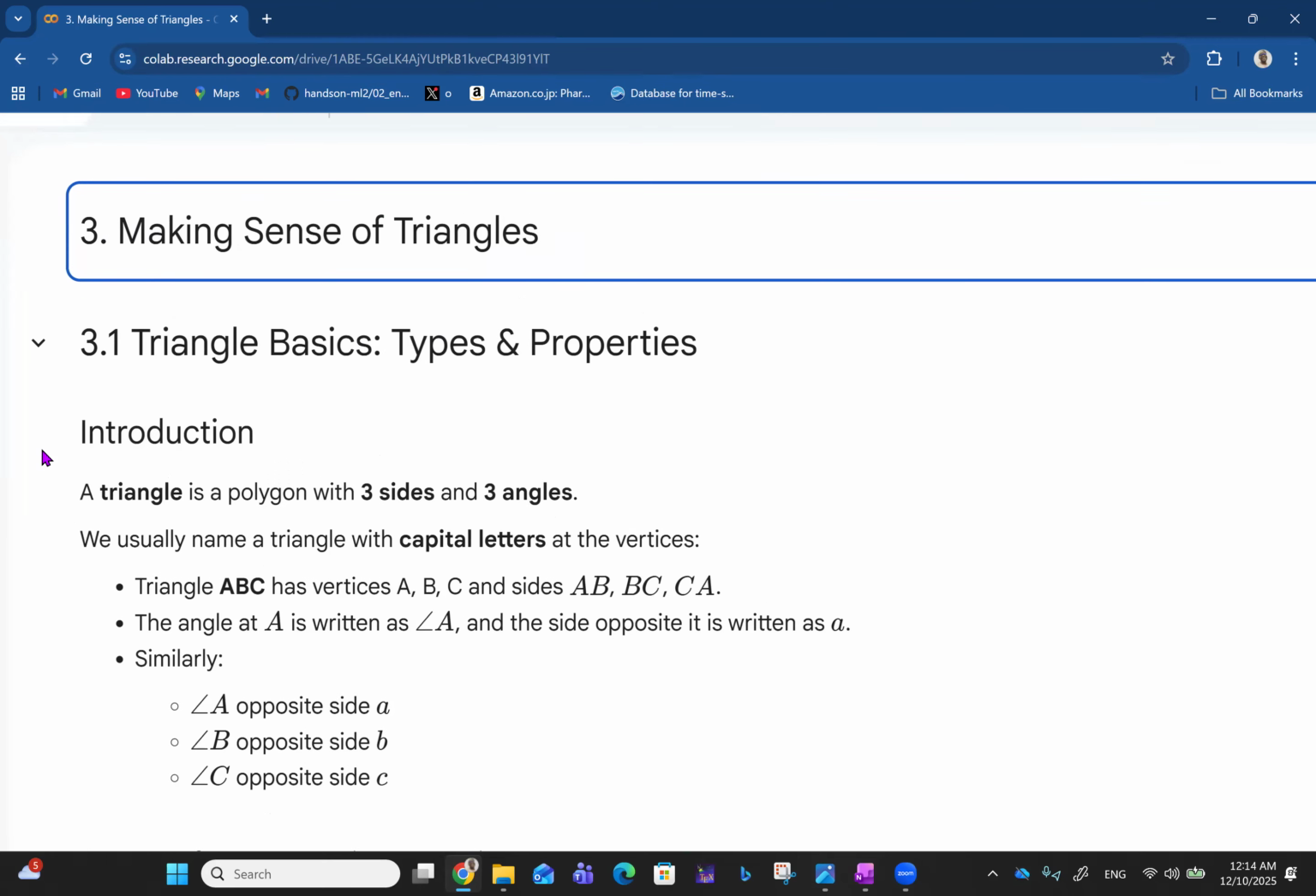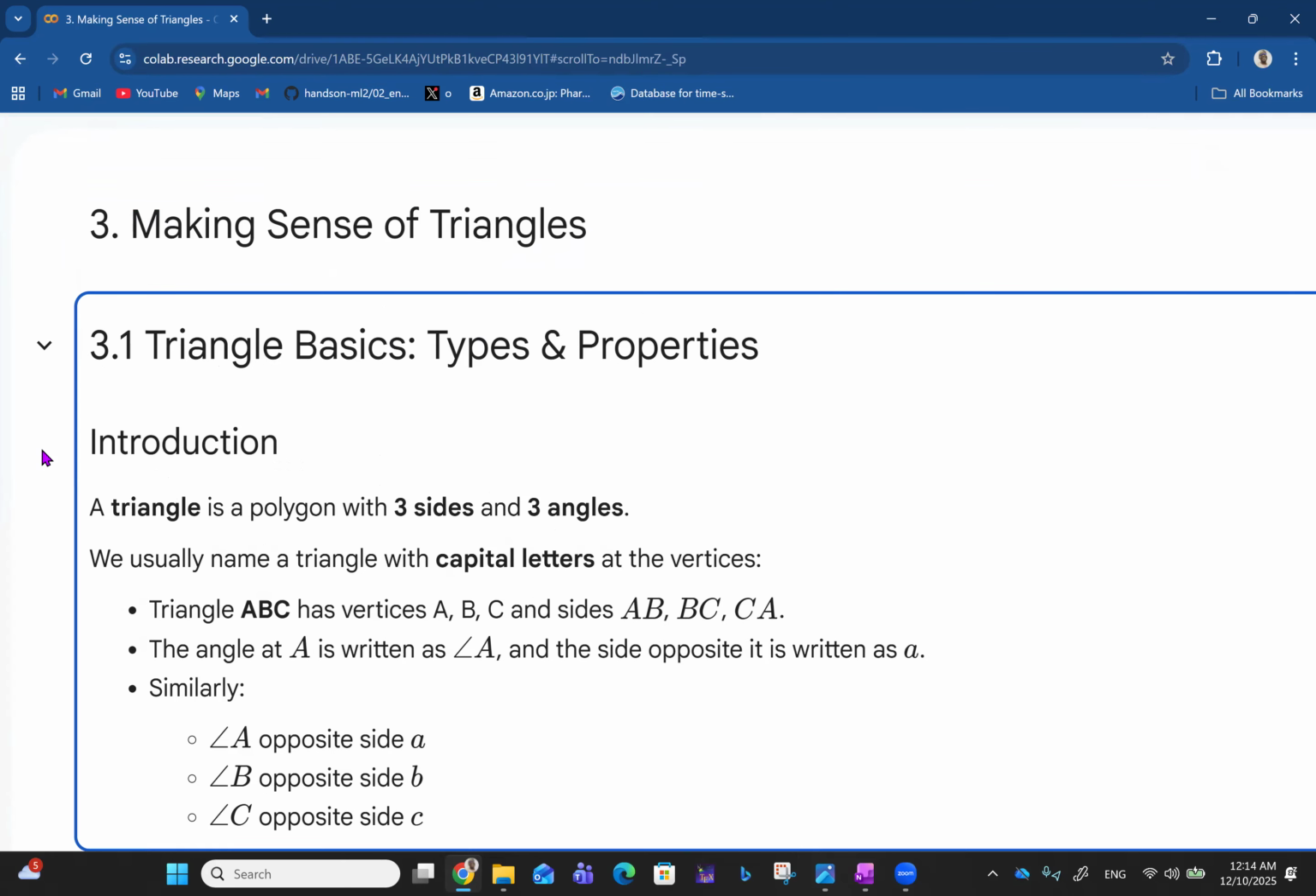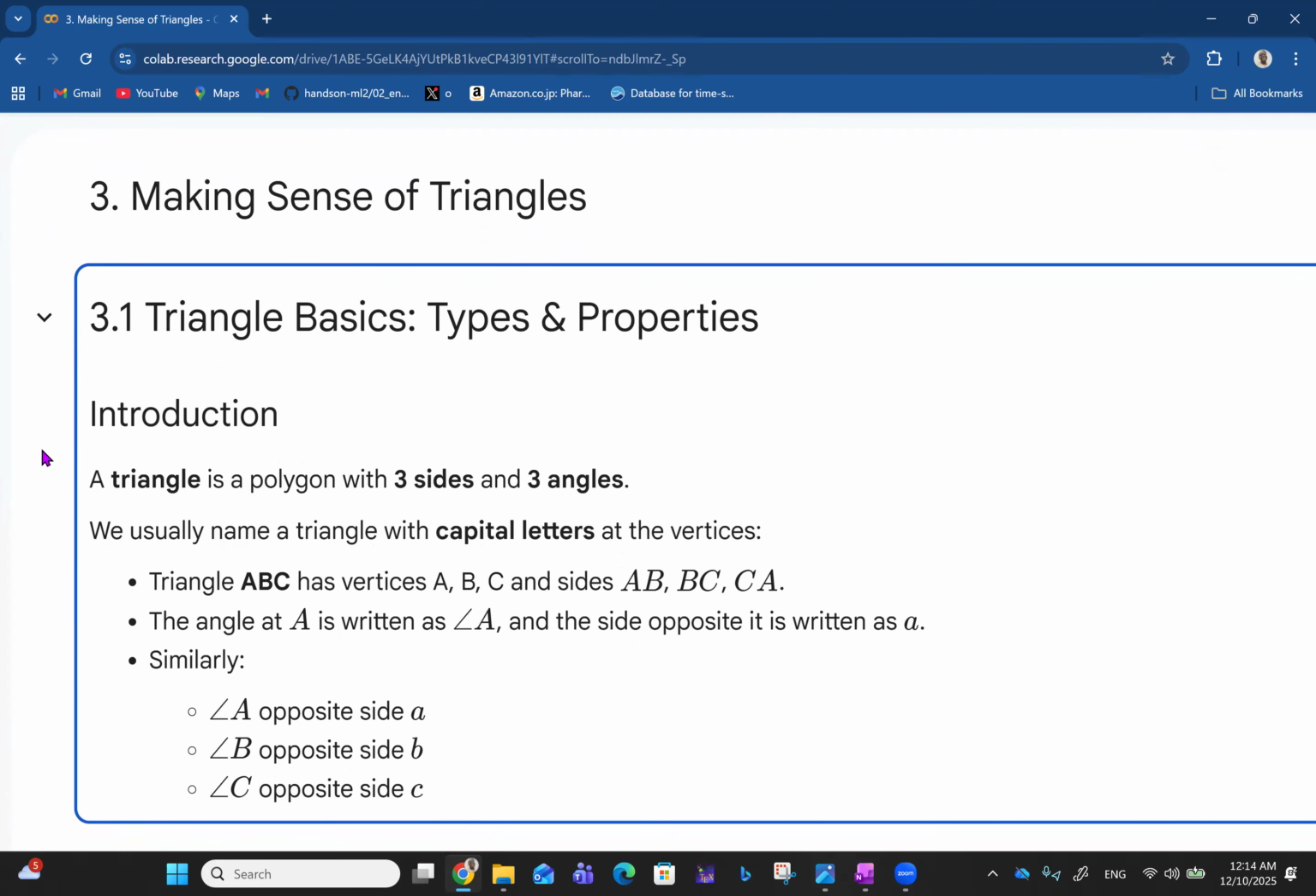Of course, I know triangles are some of the most common shapes we know about that we see in our day-to-day lives. But this video will help us to dissect the whole idea of a triangle and everything you may need to know about triangles. So first of all, making sense of triangles, right? First we start with triangle basics, talking about types and properties of triangles.